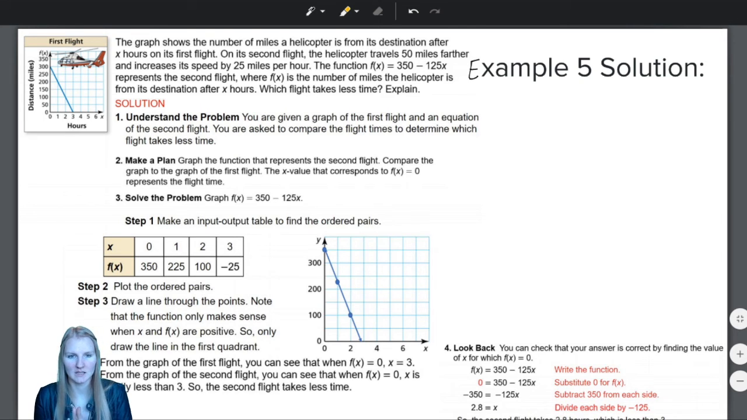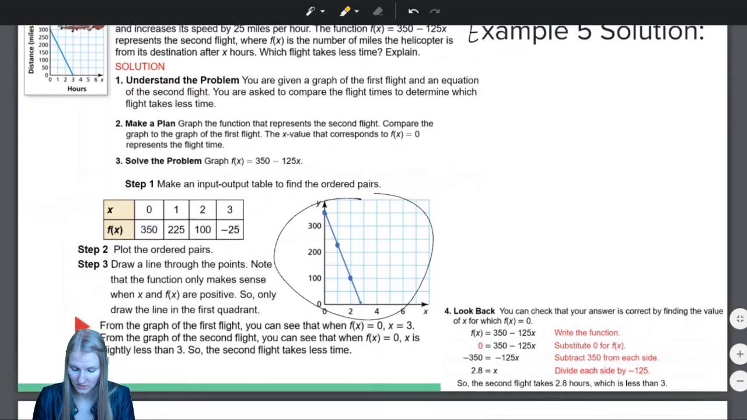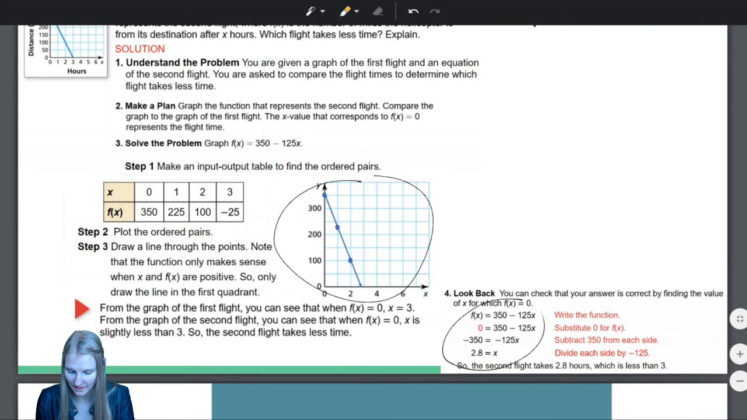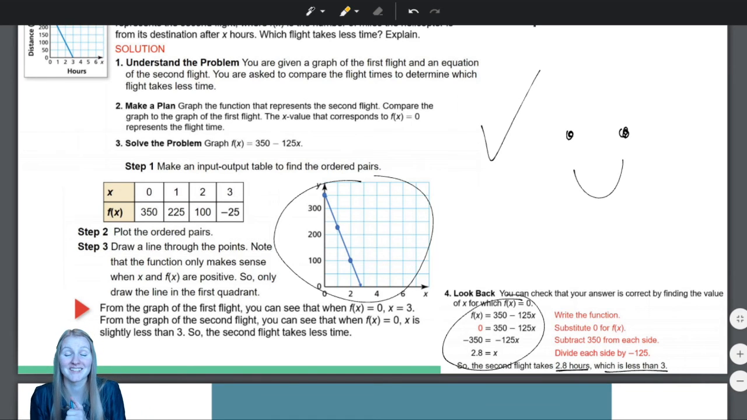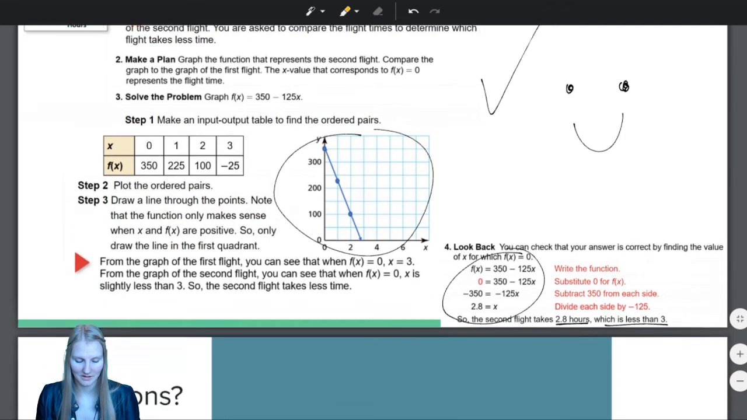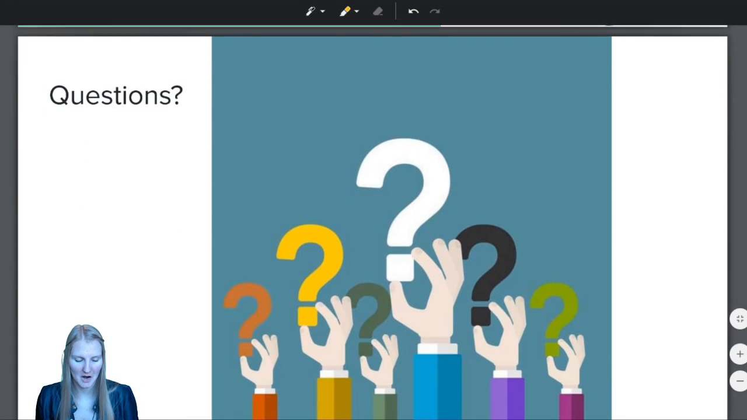And let's see. Oh, they graphed. They actually graphed. But in the end, they did exactly what we did. Second flight takes 2.8 hours, which is less than 3. So, woohoo! We were correct. And, yay! We truly understand function notation now.